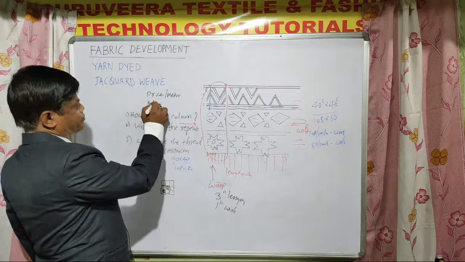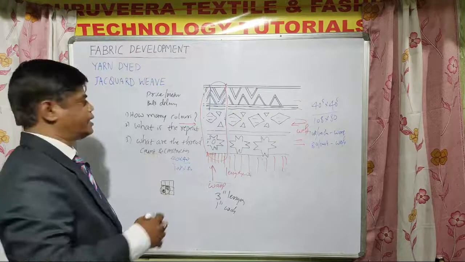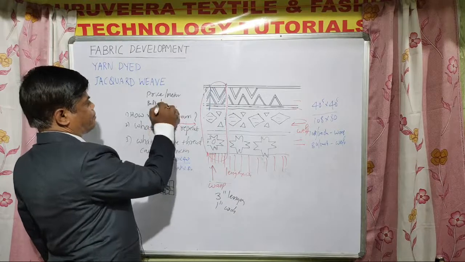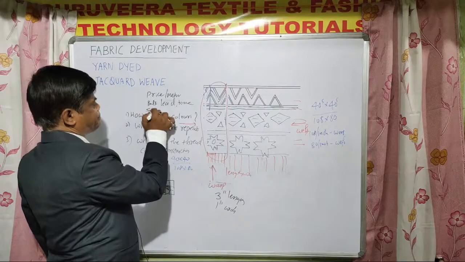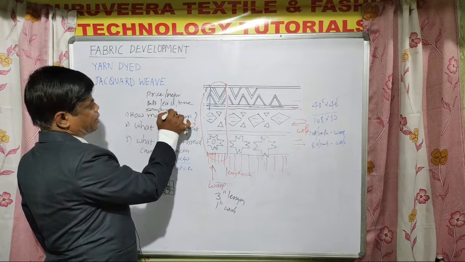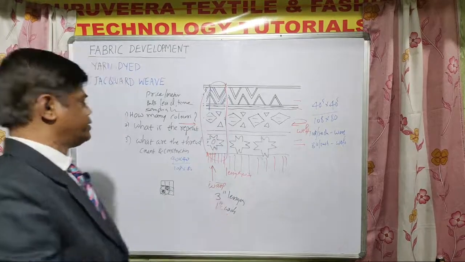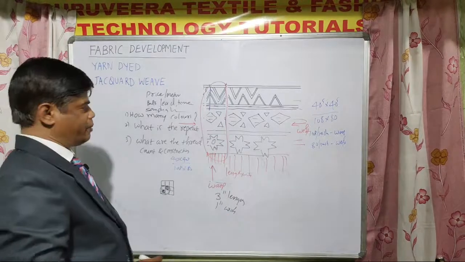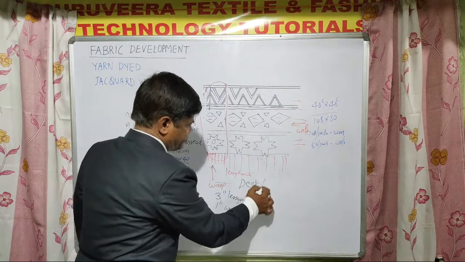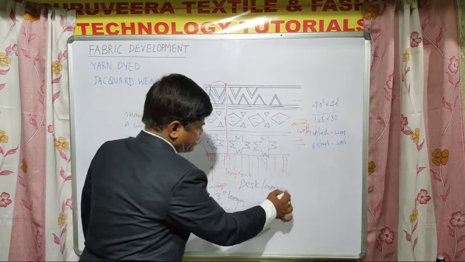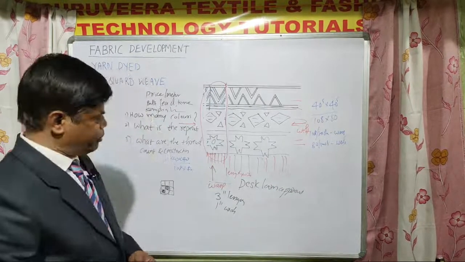Bulk delivery time, that is called bulk lead time, sampling lead time, lab dipping lead time. On all that, one more approval is there after lab dipping: desk loom approval. Friends, you know the desk loom approval.